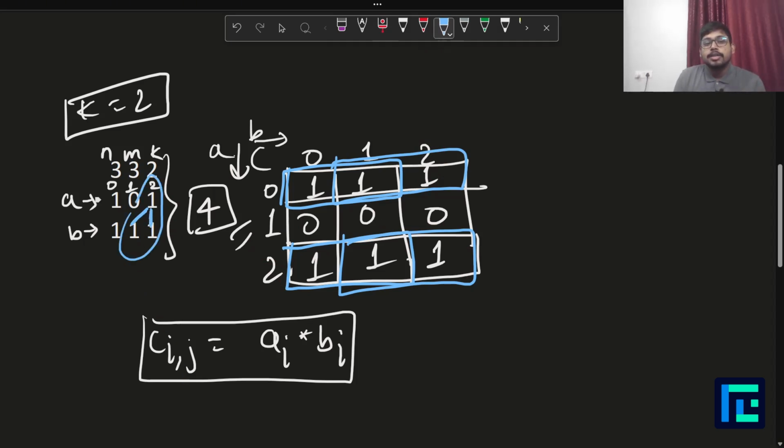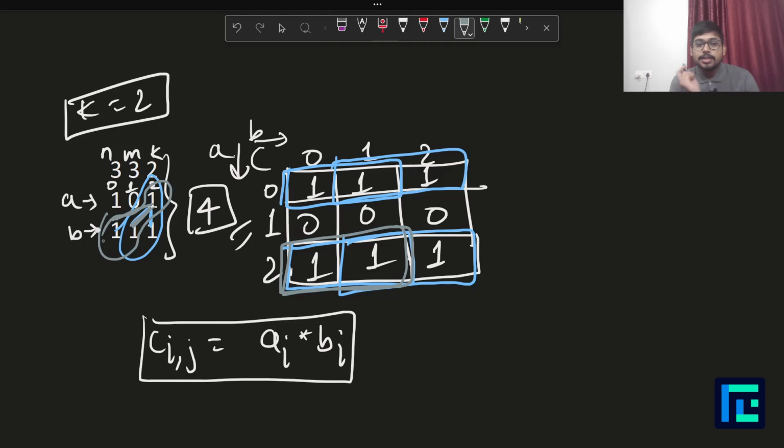Okay, so together they formed the subrectangle of size 2. If we look at this subrectangle of size 2, then this second index from array A and the 0th index from array B formed this one, and this one is formed by the second index of array A and the first index of array B, which is this. So these two formed this subrectangle.